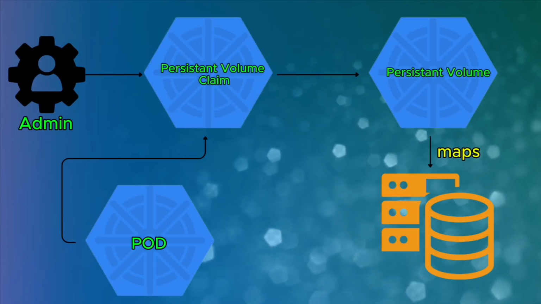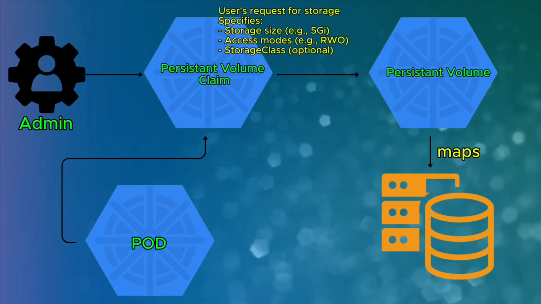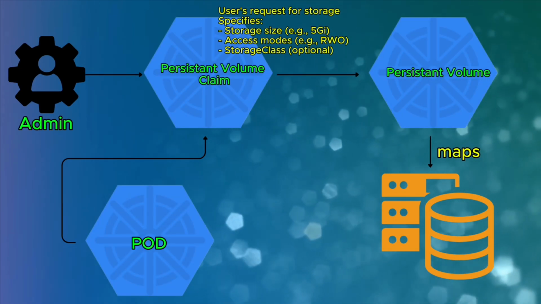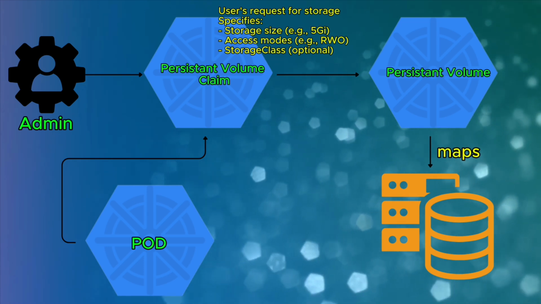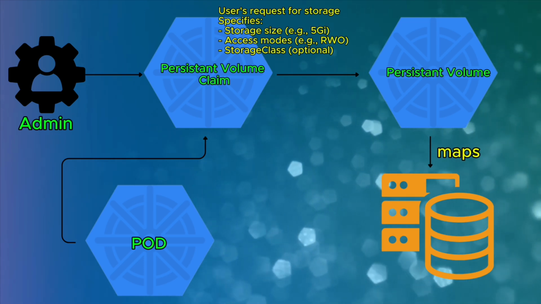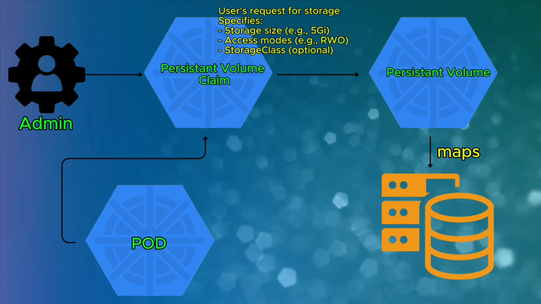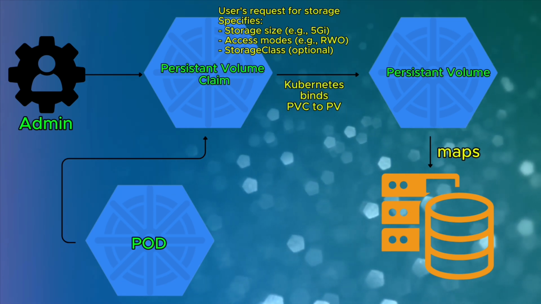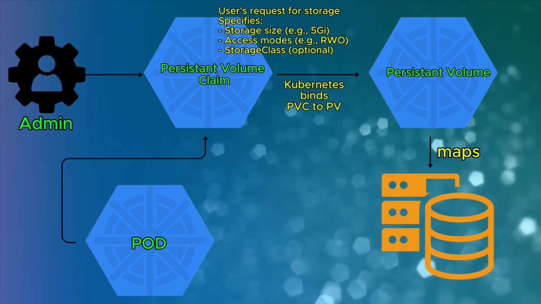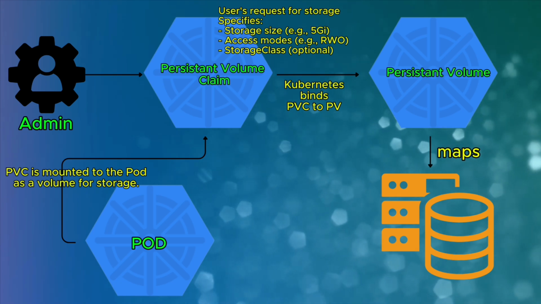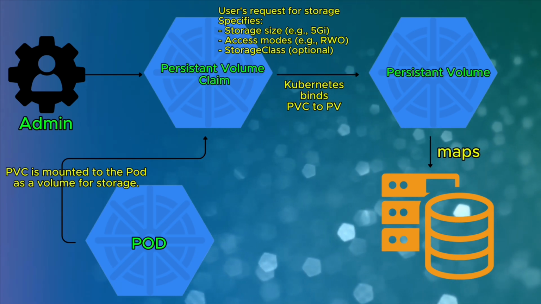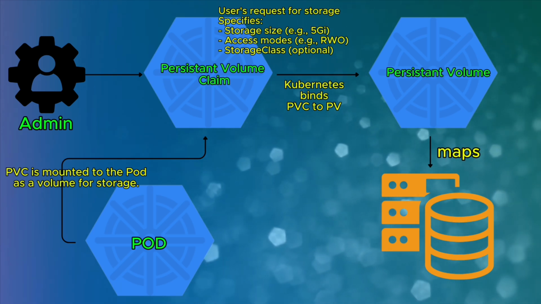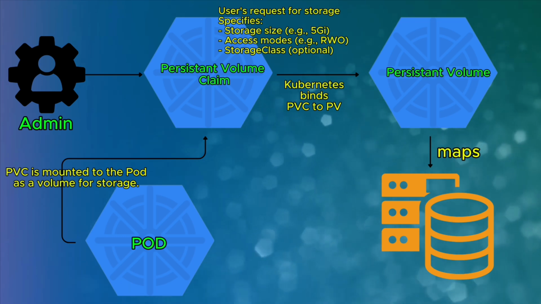PVC is how pods request the storage in Kubernetes. It claims a specific amount of storage with certain characteristics from the available persistent volumes in the cluster. Pods use the persistent volume claims to access storage without worrying about the underlying persistent volume.